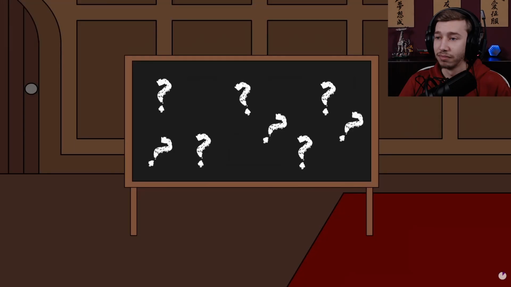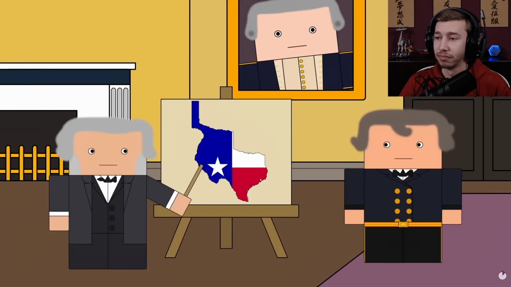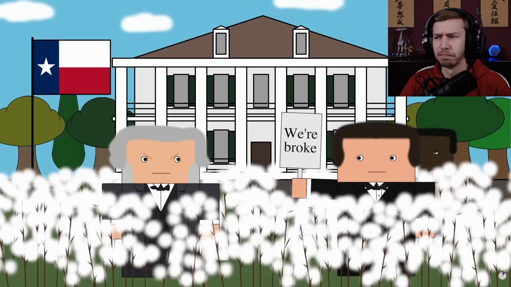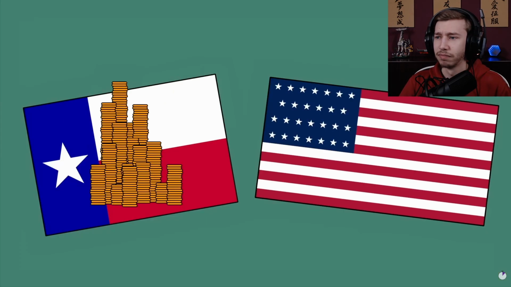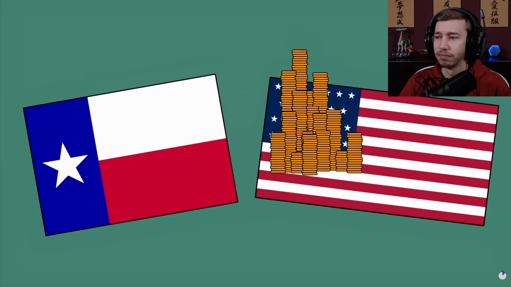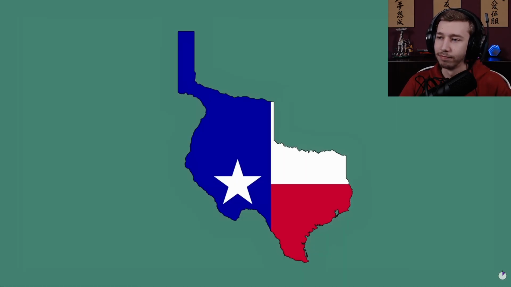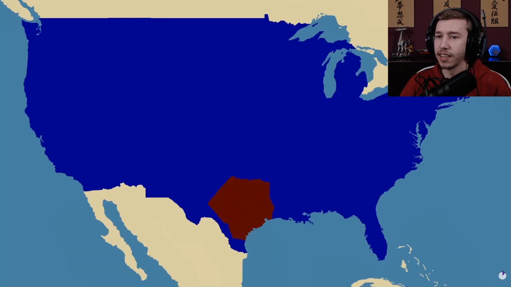So why did the Texans agree to this when initially they just wanted to keep all of their land? Well, the answer was money. Texas had racked up a lot of debt from its independence war, and the federal government promised to take on that debt in return for Texas being carved up. Another reason was that whilst Texas did claim all of this, it never really held on to it.